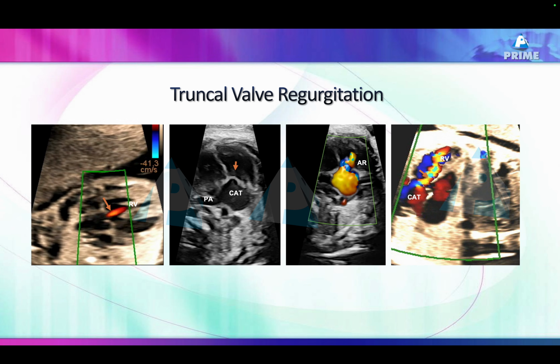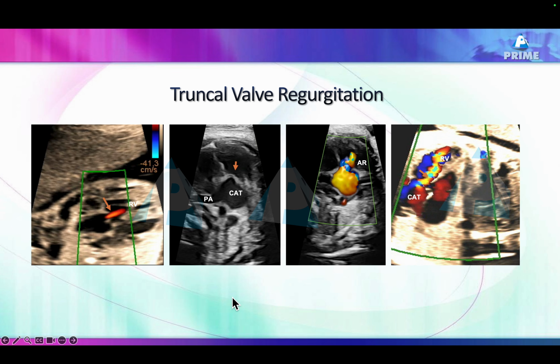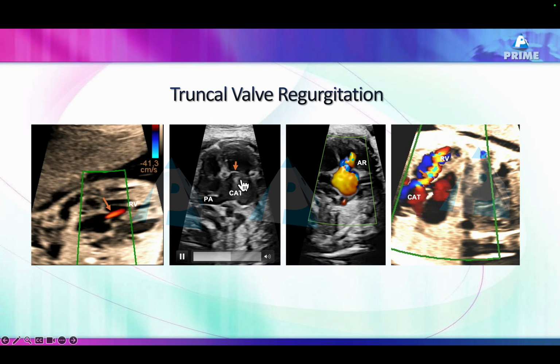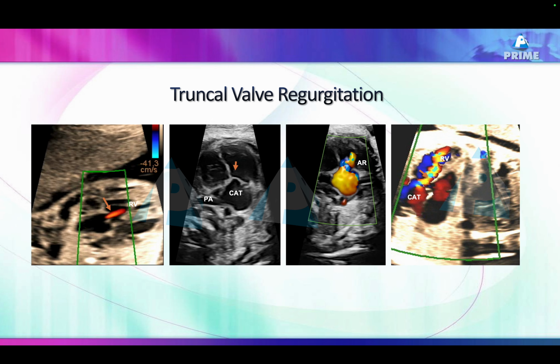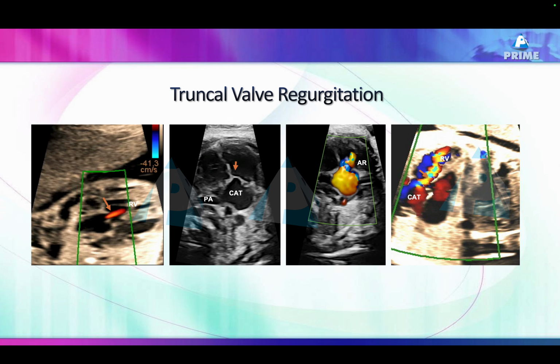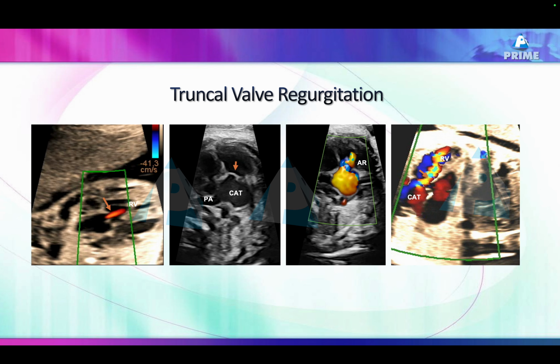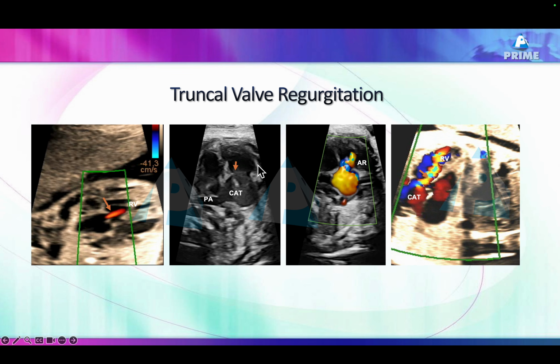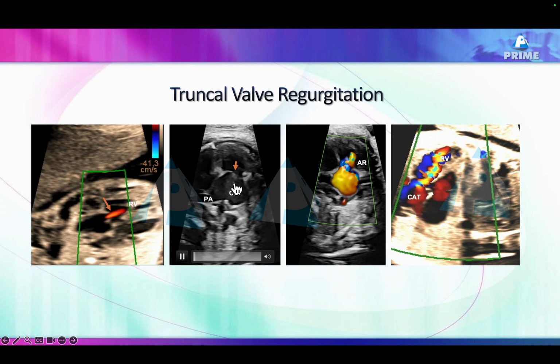You see this mild truncal regurgitation. And this is another patient where the truncal valve is thickened. The reason for truncal valve regurgitation and stenosis is that the truncal valve is not trileaflet. It is a mixture of the pulmonary and the aortic valve fused together. So now the truncal valve can have 5 leaflets, or 4 leaflets. And that's the reason there is regurgitation, which is quite common.